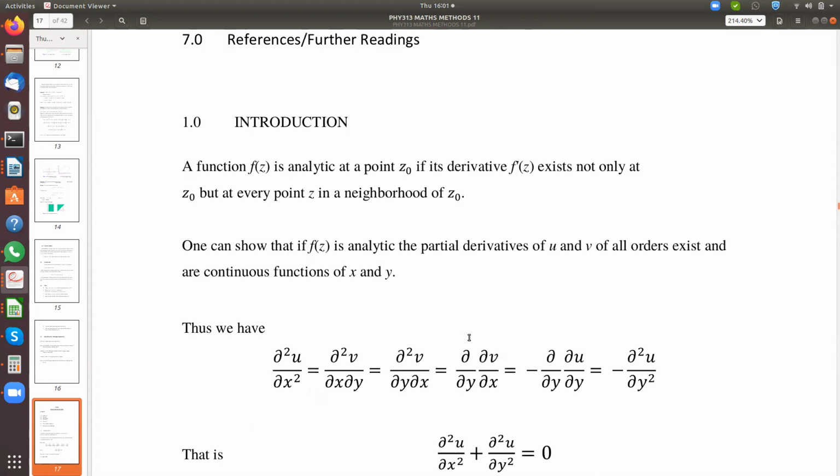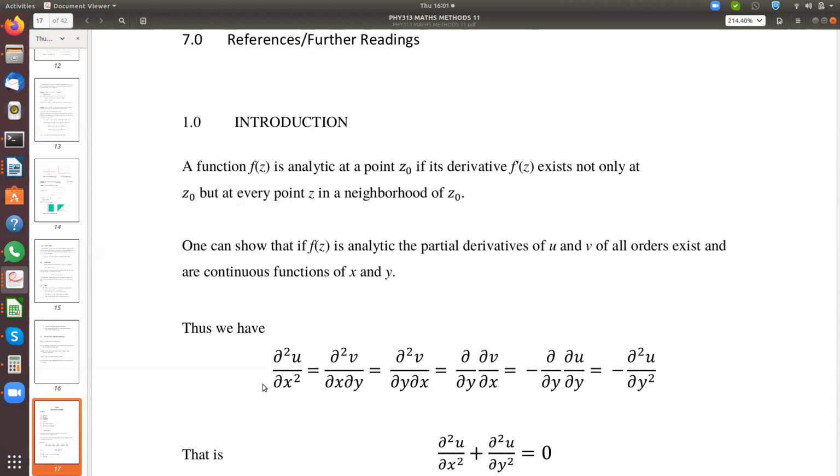One can show that f of z is analytic using the partial derivatives of u and v, if all of them exist and are continuous functions of x and y. What we are trying to say is that if you have a function u and v with respect to x and y as variables, we can use this to check if a function is analytic or not. But how do we do it?